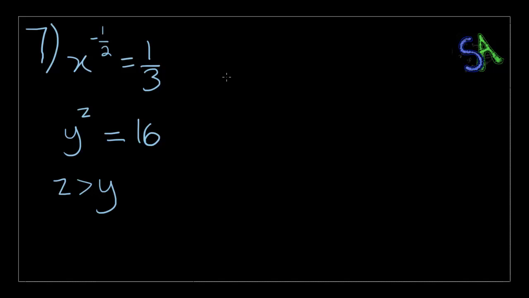Alright, so first let's work on just the x. So how do we get rid of the negative half power? Well, we need to try and change it to a power of 1.